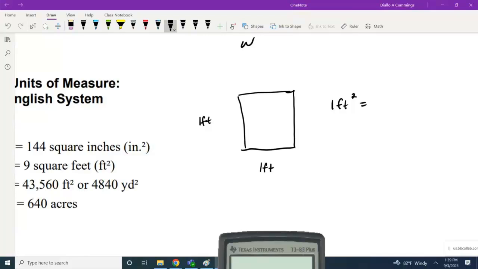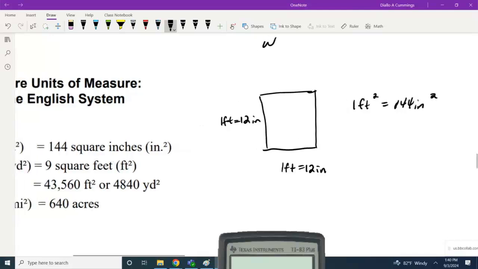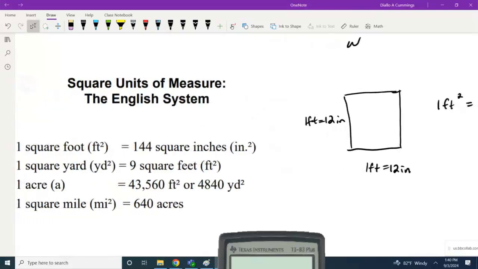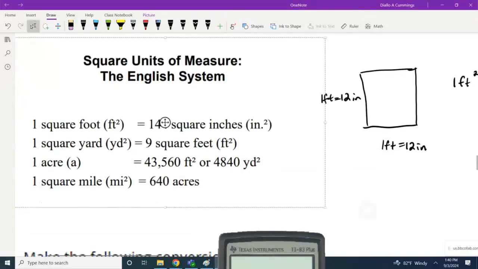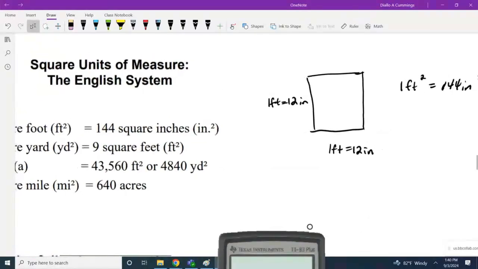Now, if I go back and look at my linear conversions, 1 foot is 12 inches. So I'm just converting 1 foot to 12 inches. Now if I'm looking at how many square inches, I'm going to have what? 12 times 12, which is 144. So I have 144 square inches. And notice that is the first conversion: 1 square foot is equal to 144 square inches. And so this is where it actually comes from.